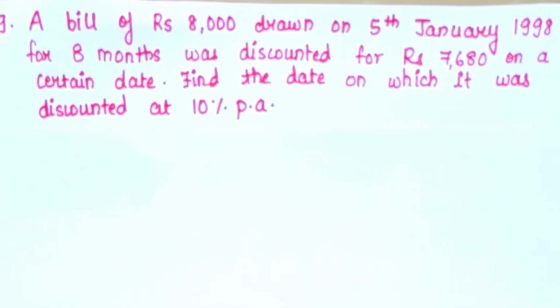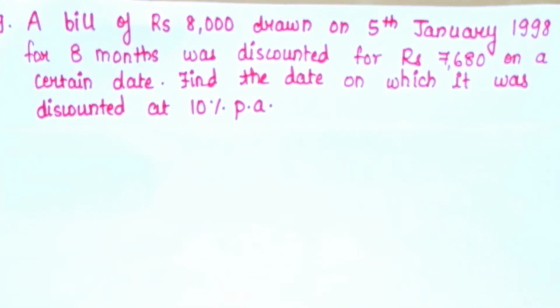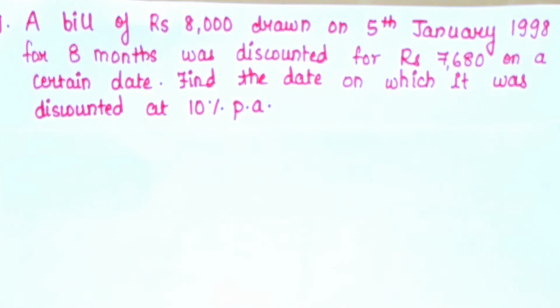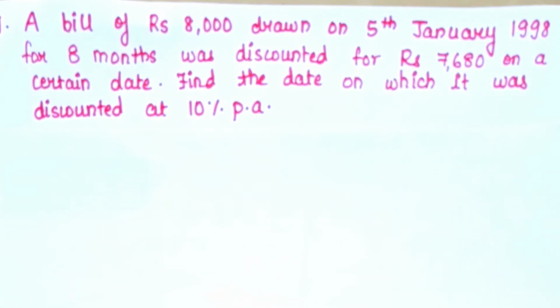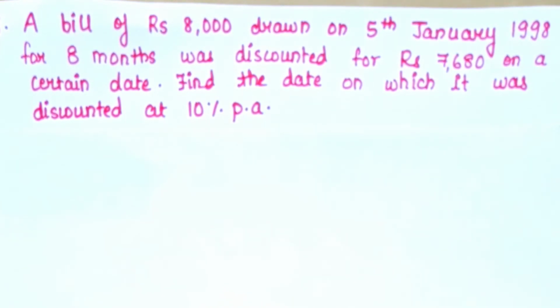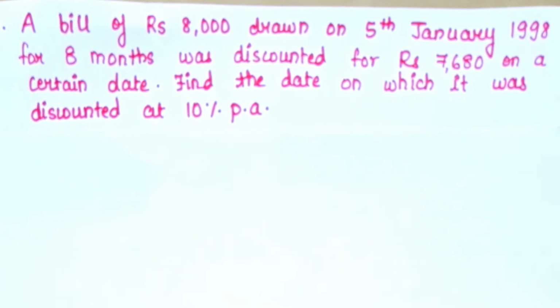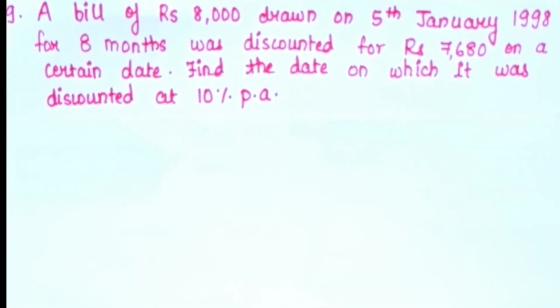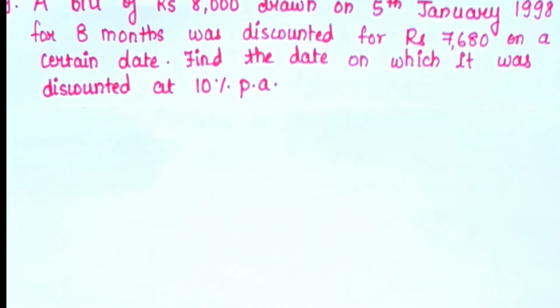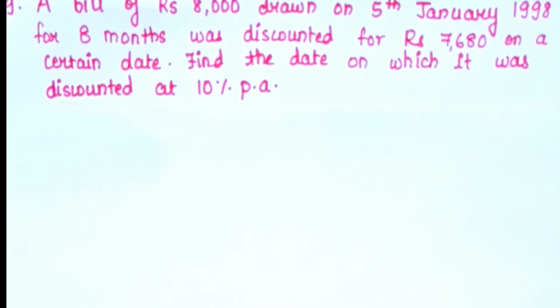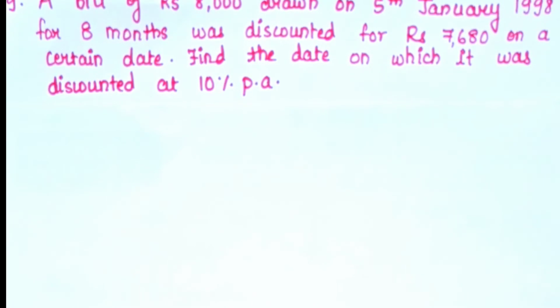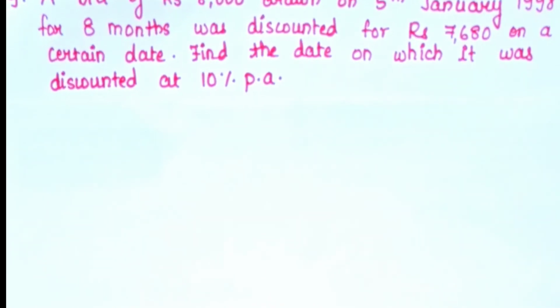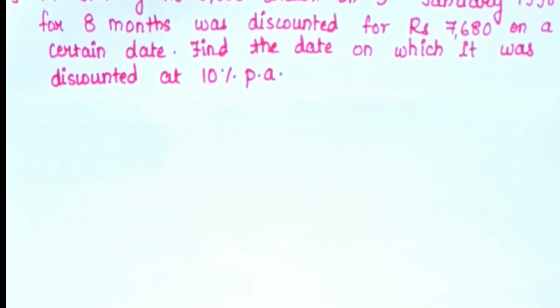This time, basically, they have given you the face value of the bill, that is rupees 8,000. They have given you the date on which the bill is drawn, that is the date of the bill. It's 5th January 1998. For 8 months, they have given you the period of the bill. And it was discounted for rupees 7,680.